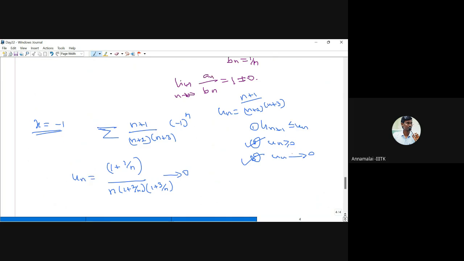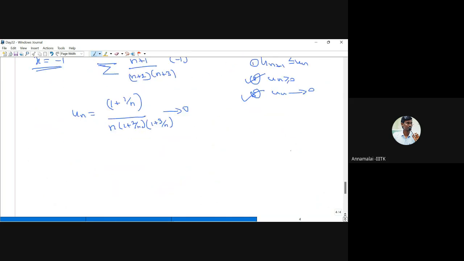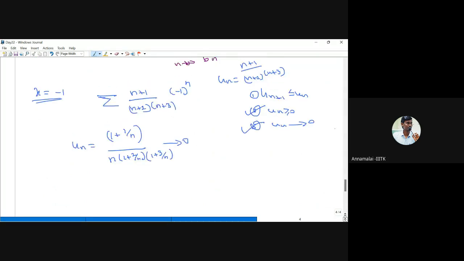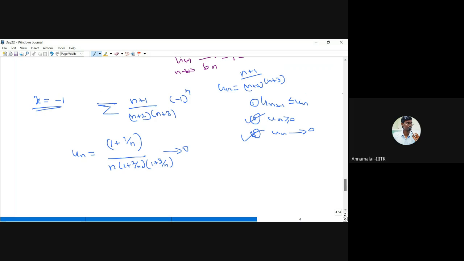Only thing you have to check is that this is decreasing. So just find un plus 1 by un. Otherwise, un plus 1 minus un, we have to prove this is less than 0. So anyway, I leave it as an exercise. You just have to check. So this satisfies decreasing. By Leibniz formula, this alternating series converges. Therefore, the series converges for x equal to minus 1.